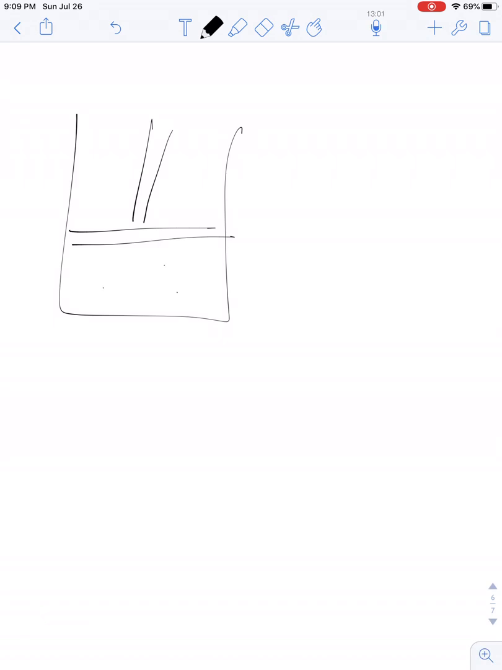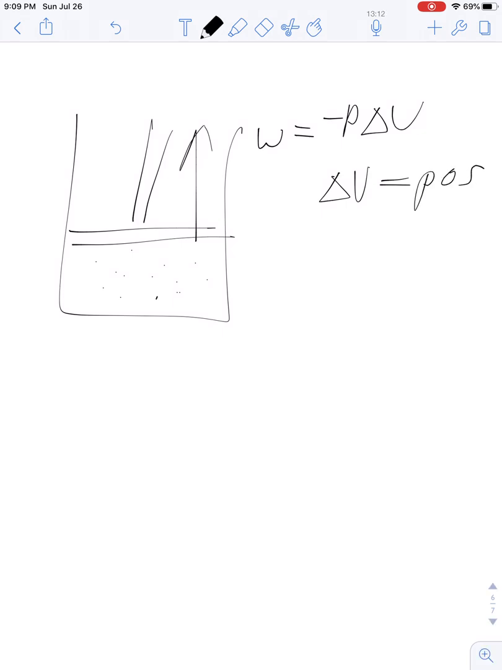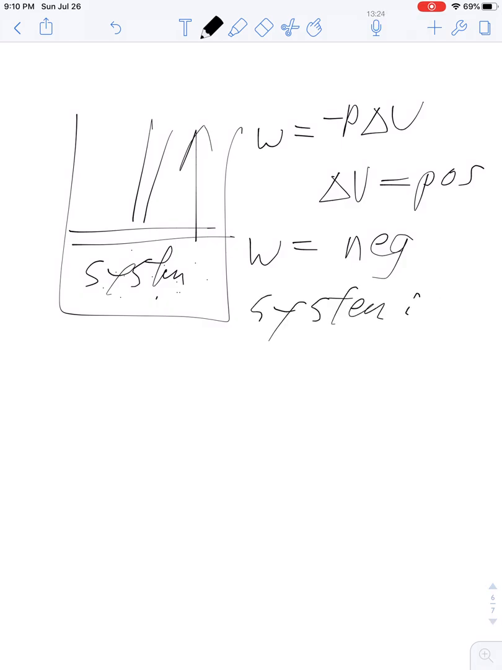But in the opposite scenario, here's my gas. If the piston is going up, it means that my change in volume is positive. Therefore, my work will be negative. And then we would say that the system is doing work on the surroundings.